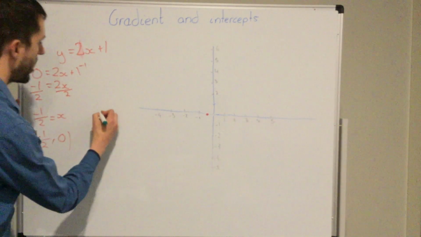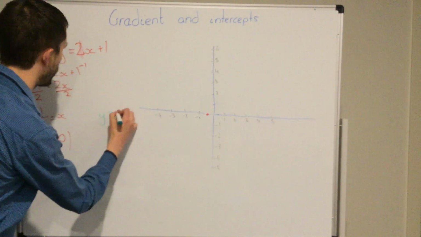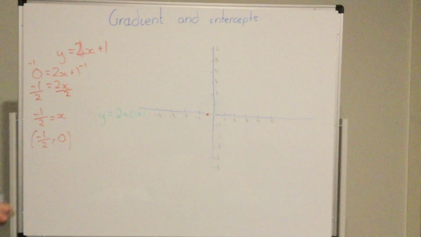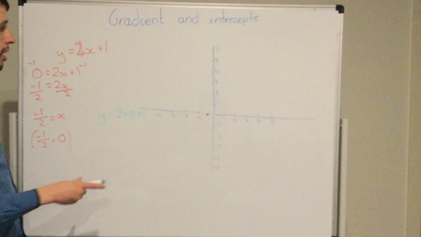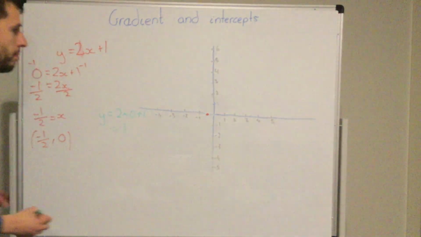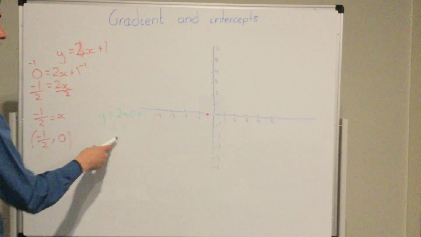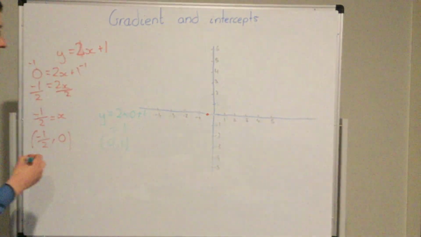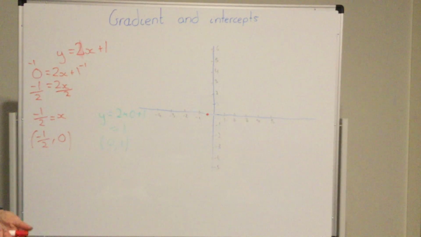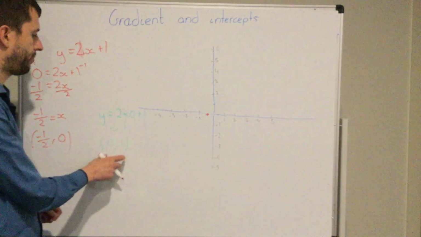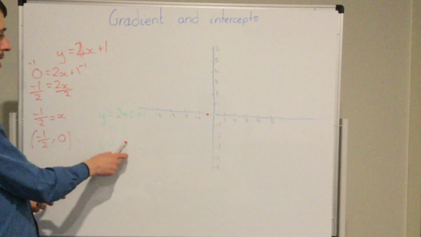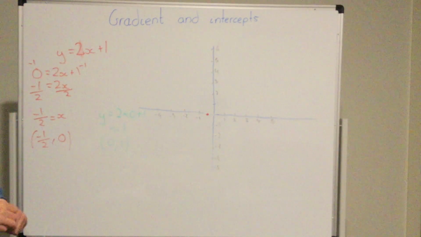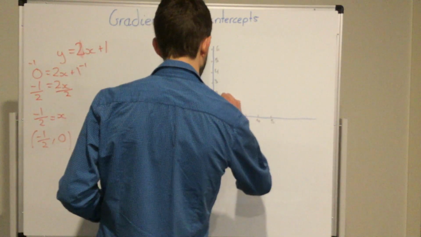So I can rewrite my equation by making x 0. Y equals 2 times 0, which is 0, plus 1 equals 1. That was a lot easier. So that shows me that when x is 0, y is 1. Okay. So now I've got 0 and 1 there. So I've got my y-intercept and I've got my x-intercept now.